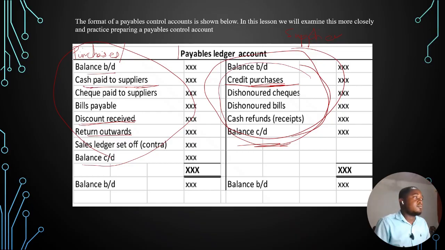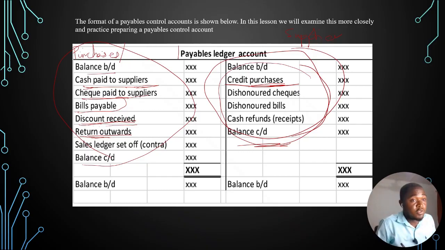So what do you have to do? You must debit check paid to the suppliers. The suppliers are the ones receiving the amount, so you must debit it. Bill payable: you paid your bill, so you must debit it. Discount received means you received the discount from the suppliers, so it's going to reduce how much you are owing to them. We also have the return outward. For the return outward, you must debit it.